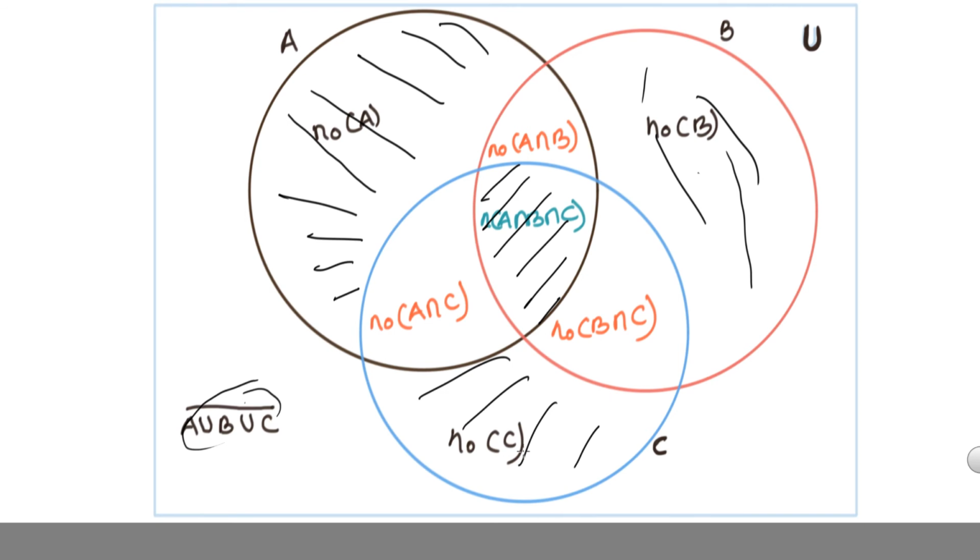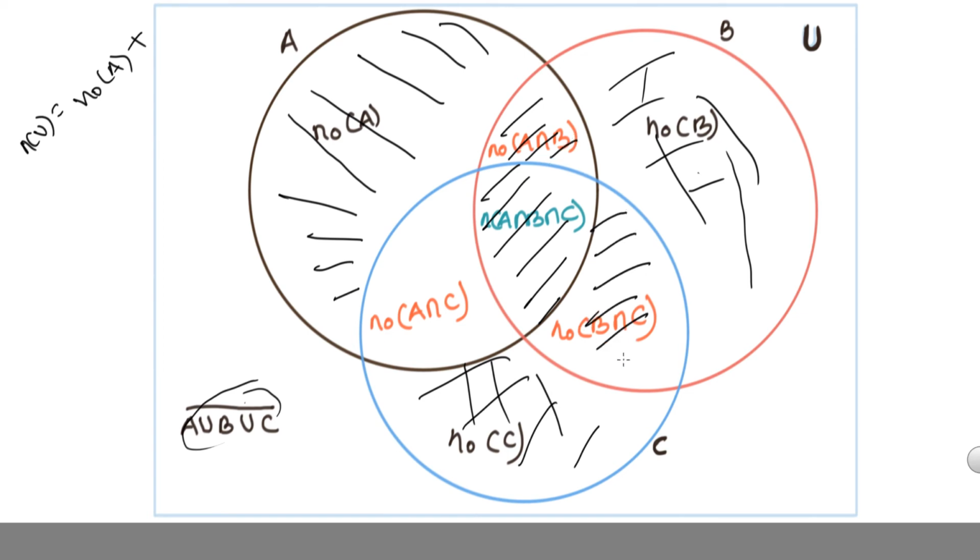So we can deduce the formula for nU. nU consists of n not A plus n not B plus n not C plus n not A intersection B plus n not B intersection C plus n not A intersection C plus n A intersection B intersection C plus this n A union B union C complement. In this way we can find U.